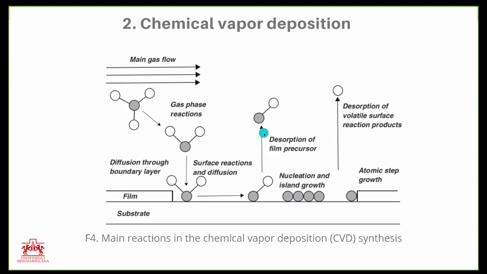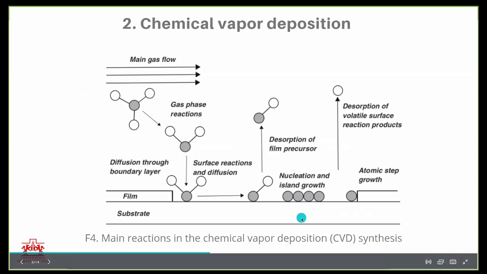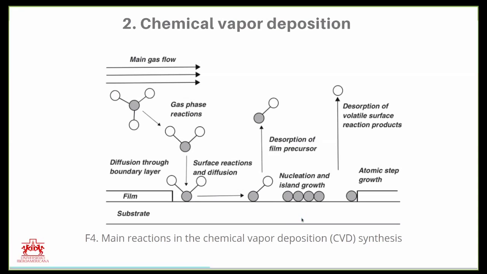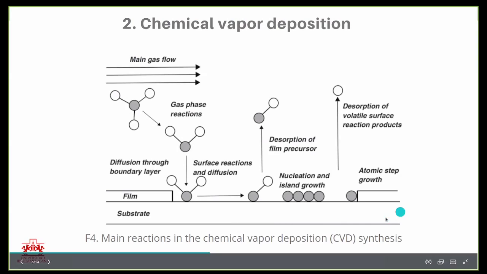Then we have nucleation and island growth, which I will show you later how it looks, and disruption of film precursor. And also what we don't need in our substrate, which is the disruption of volatile surface reaction product. We don't have these particles in our substrate. And we have an atomic step growth here.